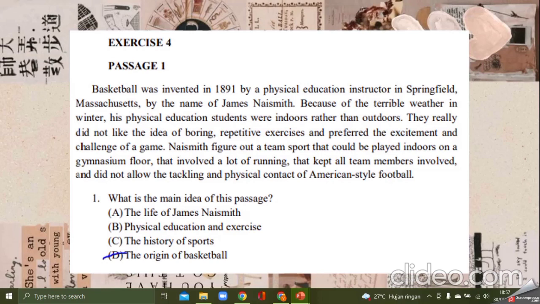Naismith figured out a team sport that could be played indoors on a gymnasium floor, that included a lot of running, that gave all team members a chance to be involved, and did not allow the tackling and physical contact of American-style football. And the question is, what is the main idea of this passage? The answer is D, the origin of basketball.